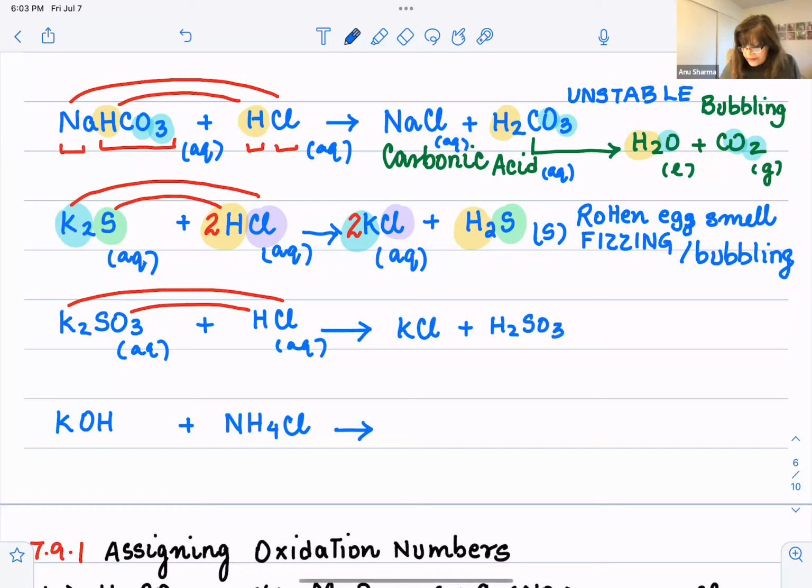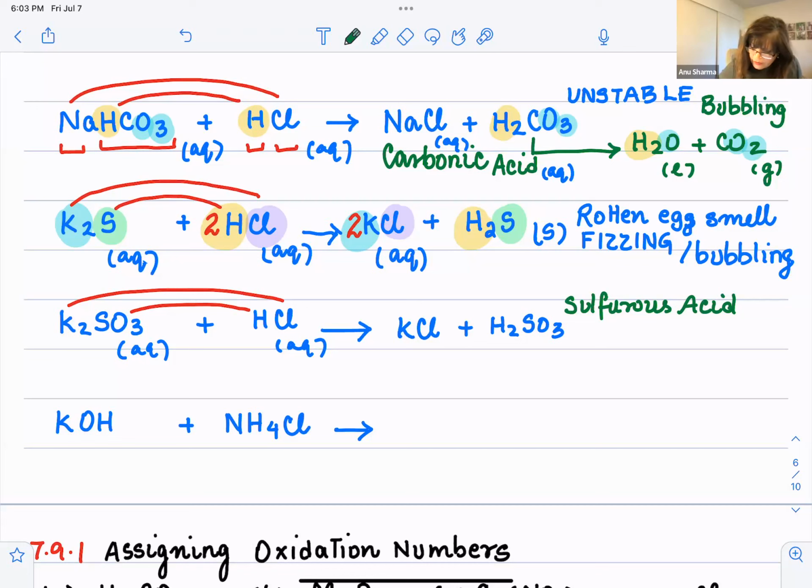H2SO3. Now this is sulfurous acid. This sulfurous acid is unstable. Remember, sulfuric acid is H2SO4, but sulfurous acid is H2SO3.